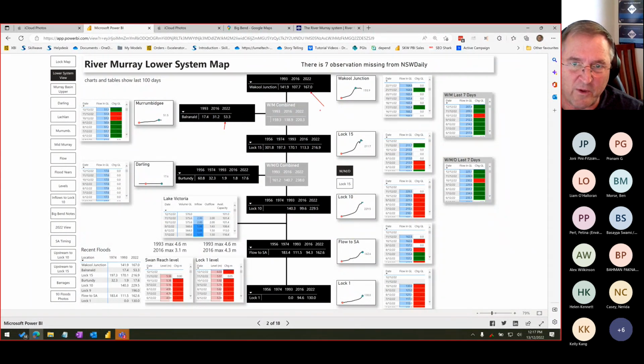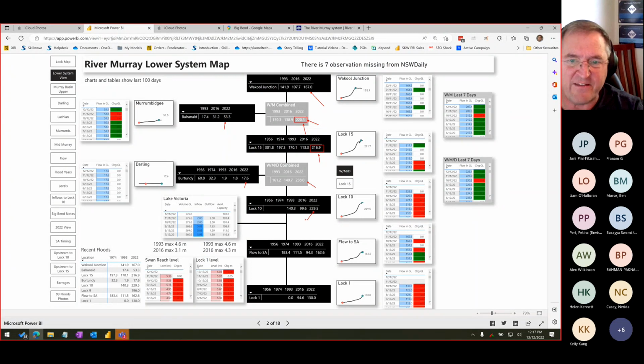So this 53 and 167, even though these are peaks, almost all of that's been added together, and we're getting 217 gigalitres a day out of a maximum possible 220. So a lot of water coming down. Then we have to add the 17 gigalitres from the Darling, getting up to 238.